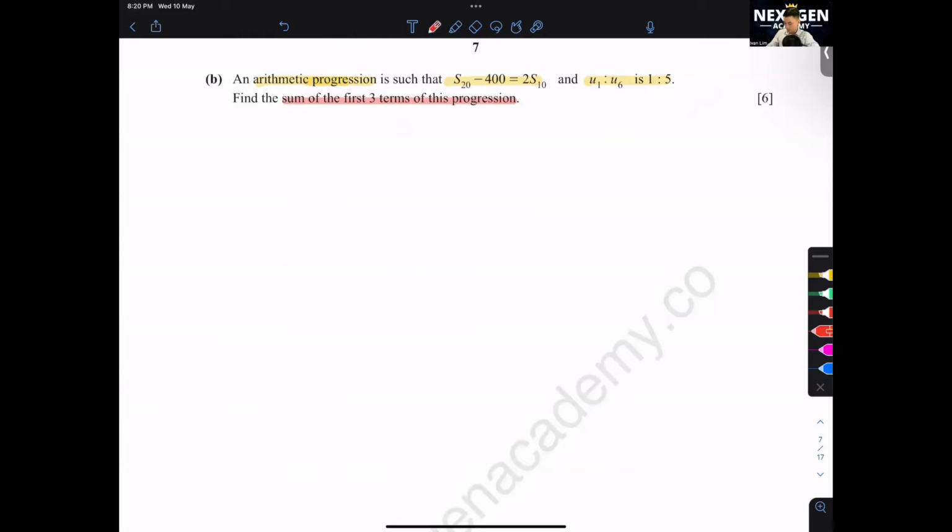Let's write down the formulas first because we need to use U and S over here. This is for arithmetic progression. So Un = a + (n minus 1)d, Sn = n over 2, (2a + (n minus 1)d). Okay, so what do I get here? Let's derive the first one first. S20 minus 400 equals 2S10. Go ahead, slowly feed it in.